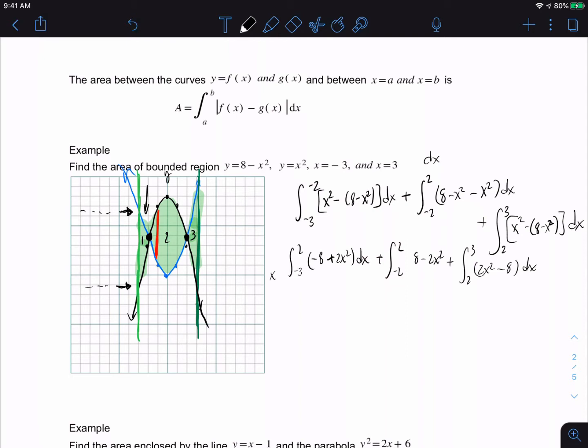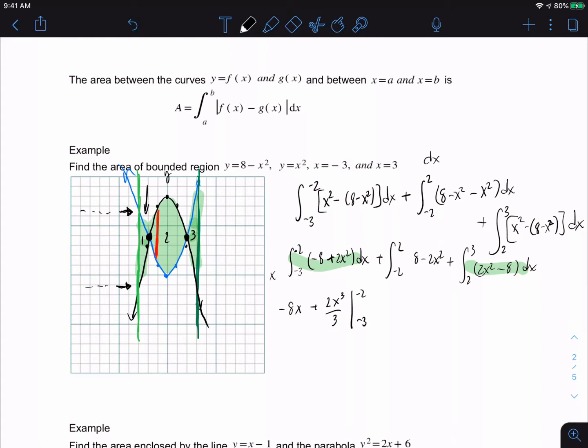And the thing is, you should see that this guy and this guy end up being the same integral, just with different bounds. Do you see that? The negative 8 plus 2x squared and 2x squared minus 8 are the same thing, just with different bounds. But we know their area is going to be the same by symmetry. So when I do this, I'm going to get negative 8x plus 2x to the third over 3, evaluated from negative 3 to negative 2.